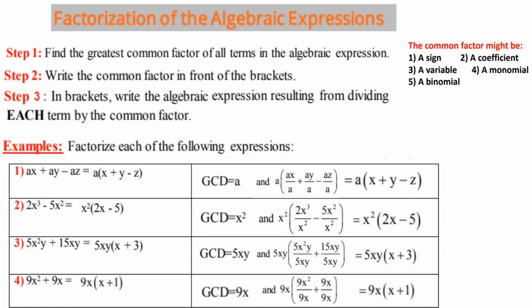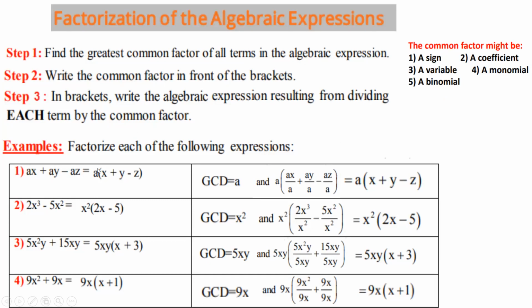We will be given an algebraic expression with terms or monomials. What we do is we look at all the terms and we try to find a common factor between the terms, a factor which is found in all the terms, and all the terms are divisible by this factor. For example, we have ax plus ay minus az. We can see that in the first monomial we have a, in the second monomial we have a, in the third monomial we have a. So the common factor is a, so we write a.